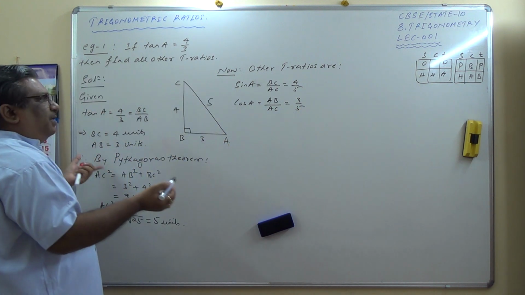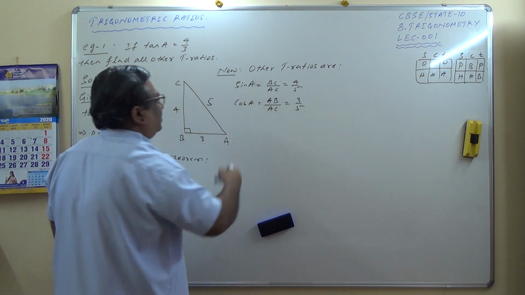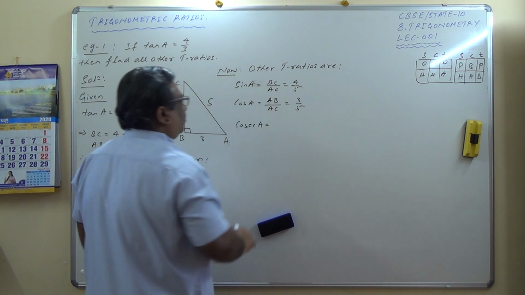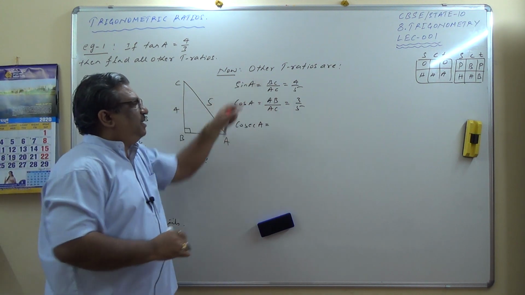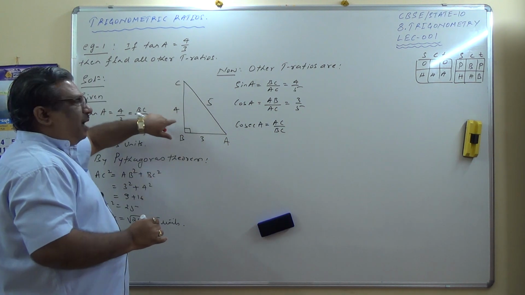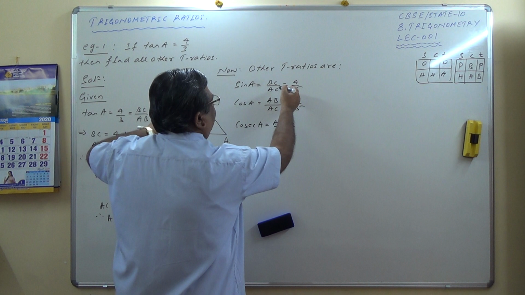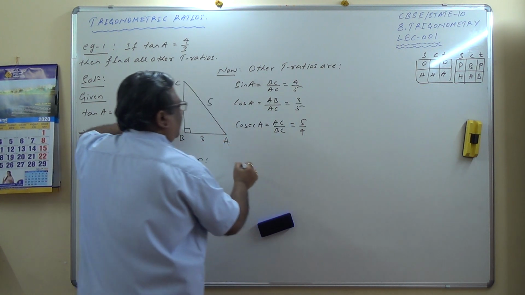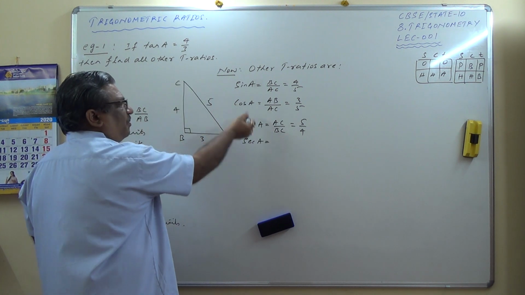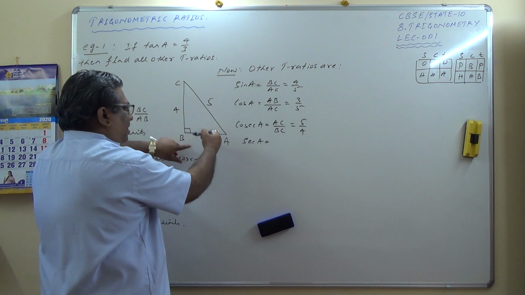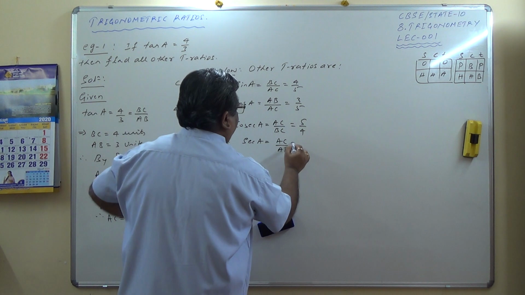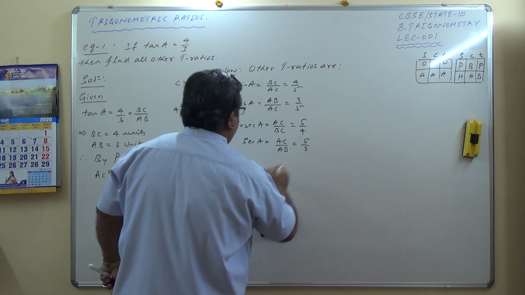Tan A is already given to you, not required to be found out. The next is the reciprocals of sine, that is cosec A. What is cosec A? The reciprocal of sine A, that is AC by BC, which is nothing but hypotenuse by opposite side, AC by BC, which is 5 by 4. Sec A equals, sec is the reciprocal of cos, which is hypotenuse by adjacent, AC by AB, which is 5 by 3.